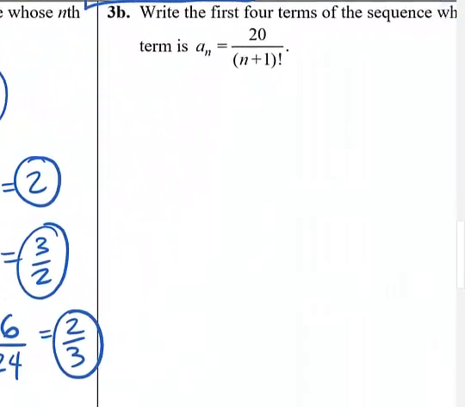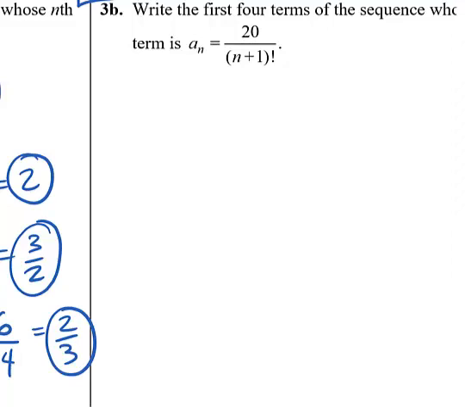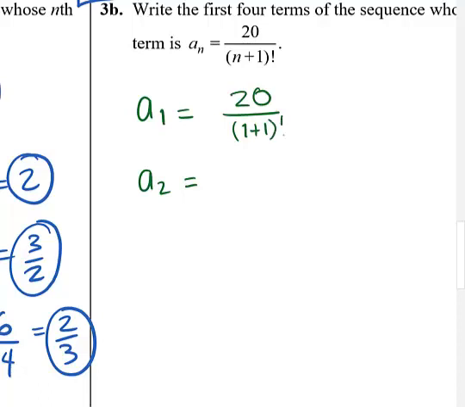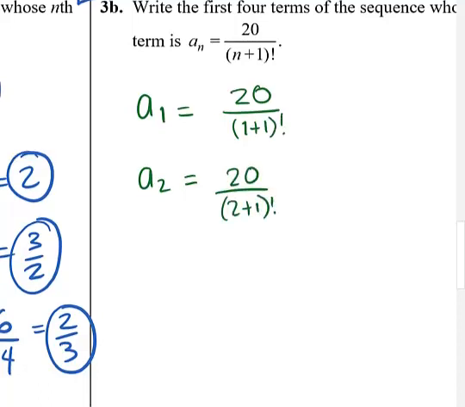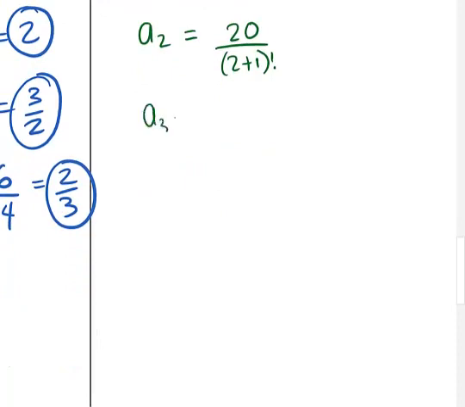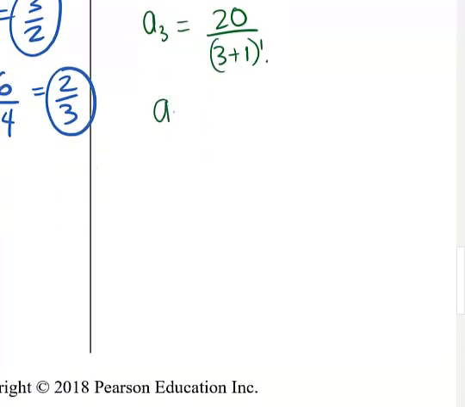It's just kind of a brand new concept that maybe we're not used to. But let's try this other one. This one has a factorial as well. They want the first 4 terms again, so I'm going to set it up. Replace n with 1 first, so it's 20 over 1 plus 1 factorial, and then 20 over 2 plus 1 factorial for the second term. And then 20 over 3 plus 1 factorial for the third term. And then the fourth term is 20 over 4 plus 1 factorial.